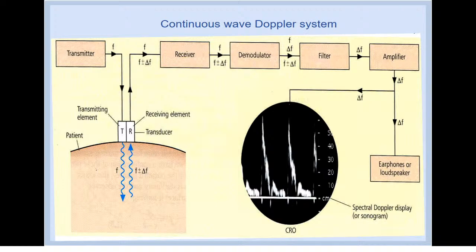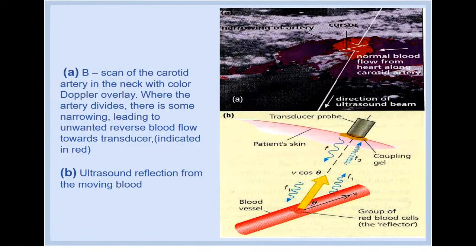And you can see how this is realized. First of all, the B scan of the carotid artery in the neck, particularly here, with color Doppler overlay, where the artery divides, there is some narrowing leading to unwanted reverse blood flow toward the transducer, indicated in red.